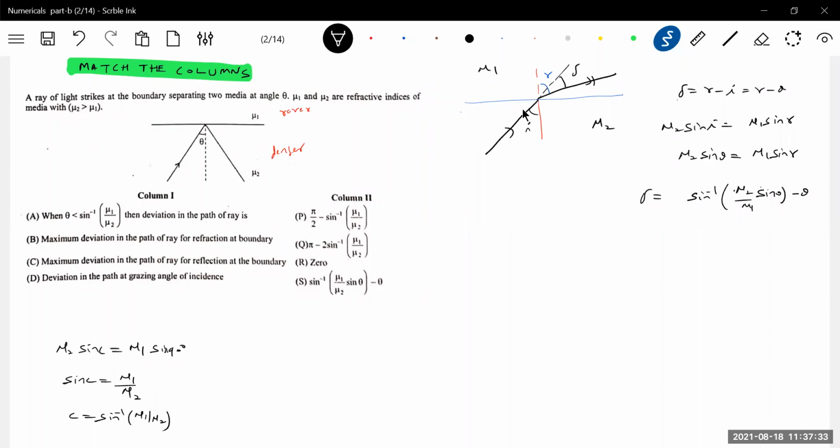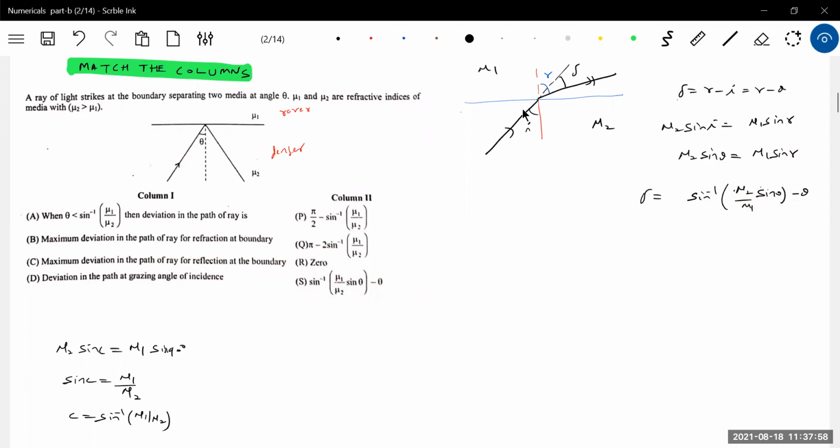Mu1 by mu2. Mu2 sin theta should be equal to mu1 sin r. This I is the theta we took, or we should replace, no? Mu2 sin theta. Yeah, some correction is there. Okay, there is a deviation.